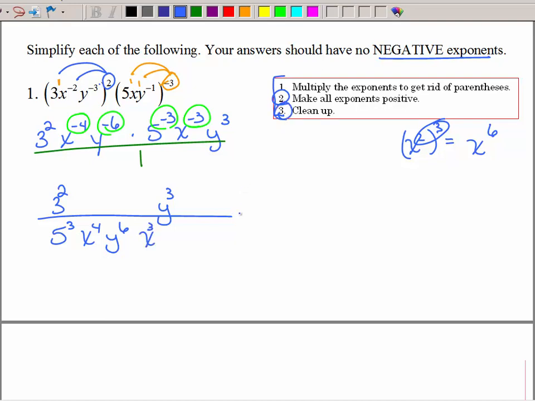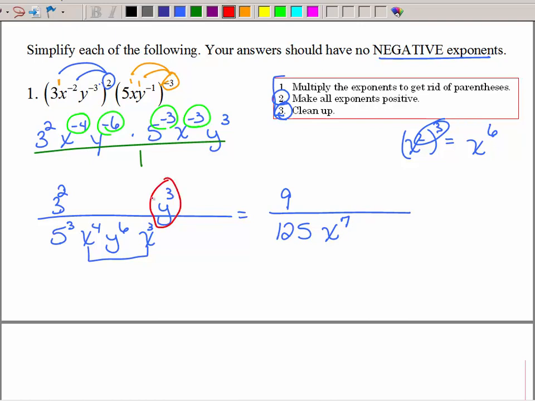The 3rd step is I'm going to clean that up. Simplify. What's 3 squared? That's 9. What's 5 to the 3rd power? 125. Now what else can we do? Well, those are the same base. So if you have the same base and they're multiplied, you add the exponents. So this is going to be x to the 7th power.